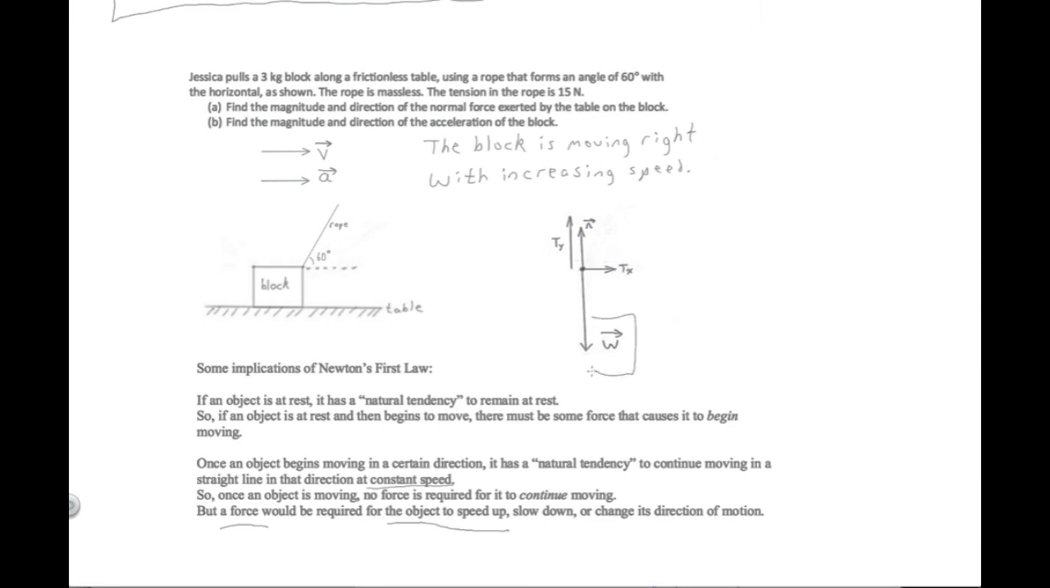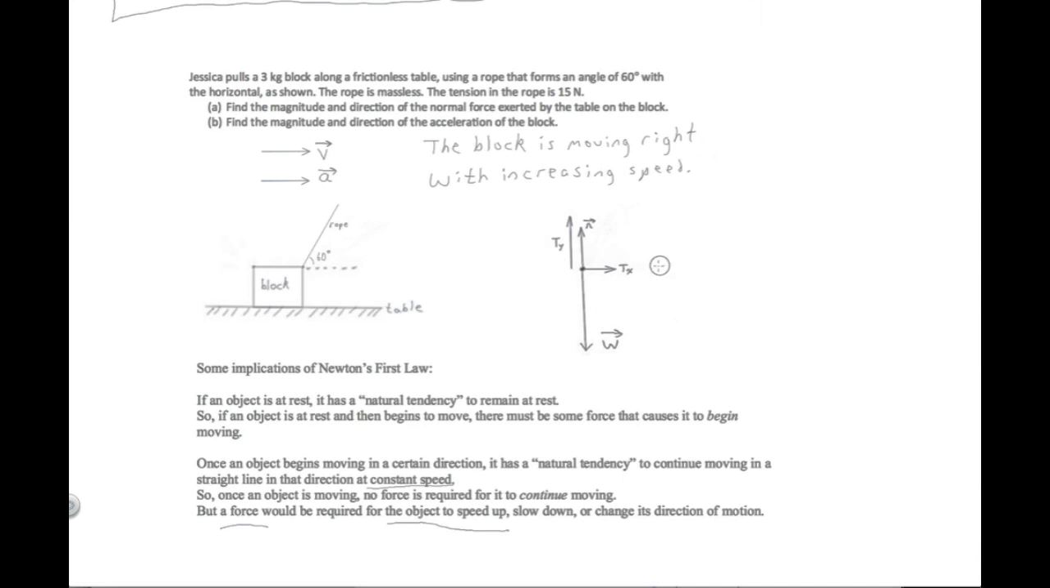What role is the weight playing? Well, the weight is trying to start the block moving down through the table. The weight is trying to drag the block down through the table. But we know that the weight is not going to succeed at that because the weight is going to be canceled out by the cooperation between the normal force and T sub y. The normal force and T sub y together are cooperating to cancel out the weight and prevent the block from being dragged down through the surface of the table. So as a result, the block remains vertically motionless.